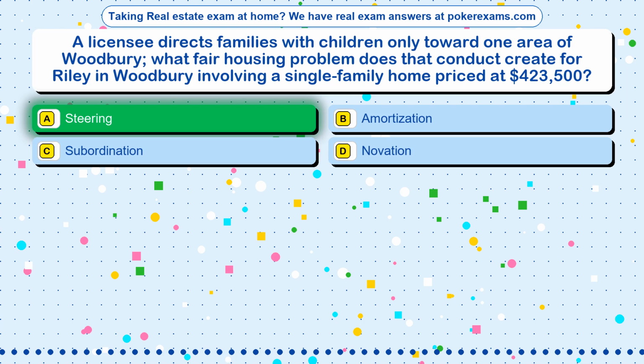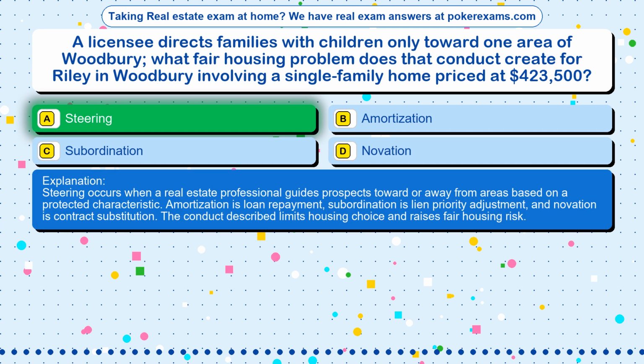The correct answer is option A, steering. Steering occurs when a real estate professional guides prospects toward or away from areas based on a protected characteristic. Amortization is loan repayment, subordination is lien priority adjustment, and novation is contract substitution. The conduct described limits housing choice and raises fair housing risk.